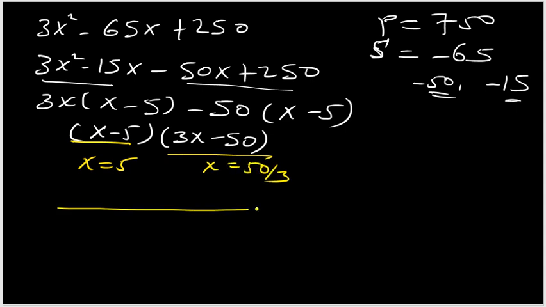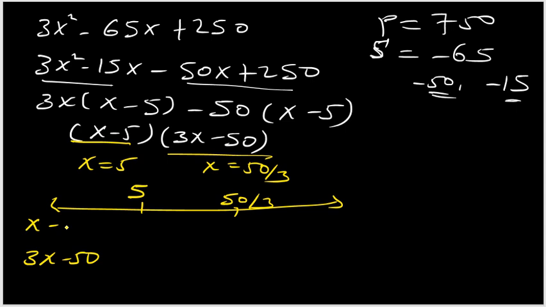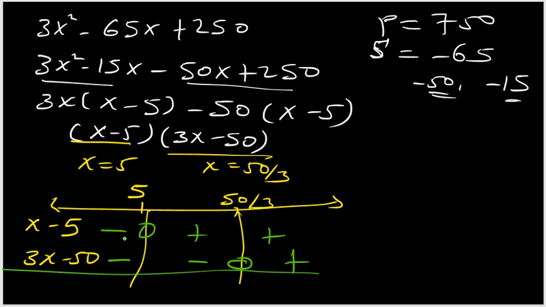Therefore, we have to construct a sign chart. On the number line, of the two zeros the smaller one is 5 and the larger one is 50 over 3. The two factors are x minus 5 and 3x minus 50. Each is 0 at its zero, negative to the left and positive to the right. Then let's multiply. Negative times negative is positive, so it is positive on the left, negative in the middle, and positive on the right. Here are the zeros.